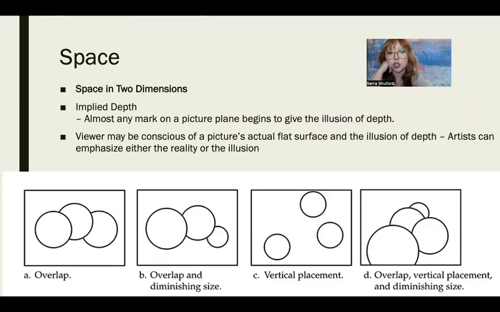So the viewer may be conscious of a picture's actual flat surface and the illusion of depth. The artist can emphasize either the reality or the illusion. So this kind of gives the artist a tool to make whatever they want, essentially. These are some techniques that you can use to imply that there is space when there are 2 dimensions.